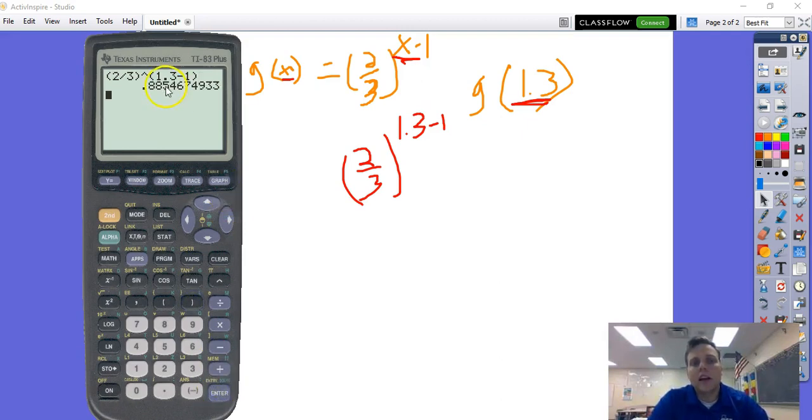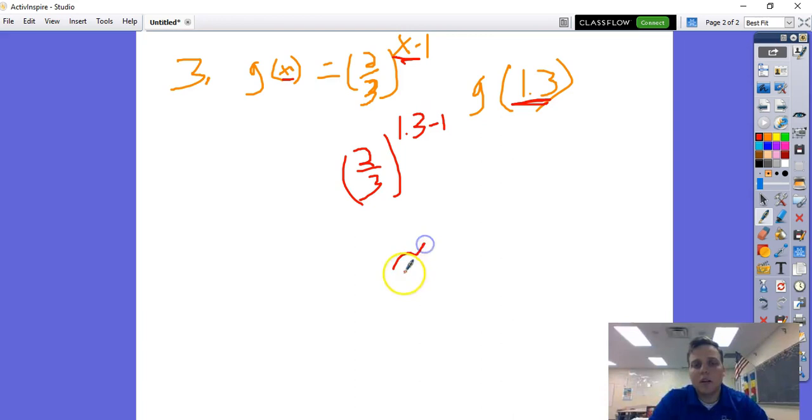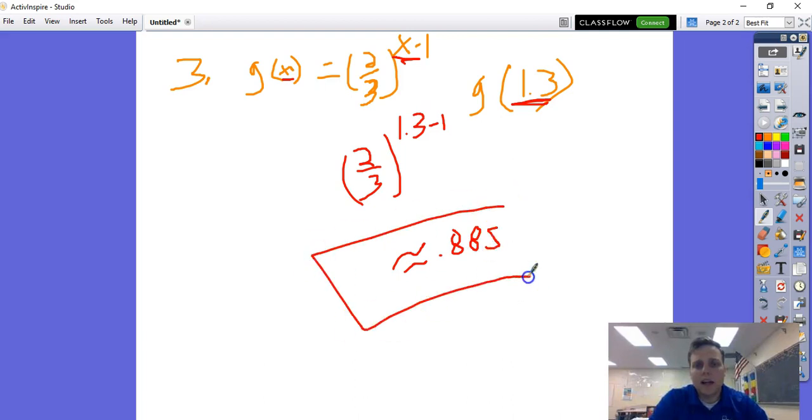Press enter, and I get 0.885. It says round your answers to 3 decimals, so the 4 would not bump up the 5, so the answer is approximately 0.885. Bam, that is it for the first question in g. The second question in g, g of square root of 5.